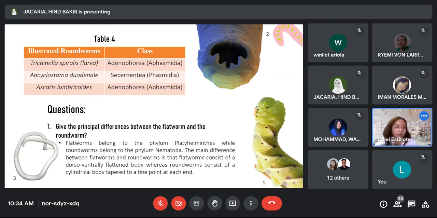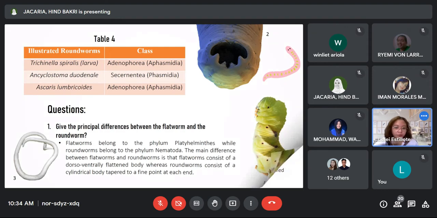For the question part, give the principal differences between the flatworm and the roundworm. Flatworms belong to the phylum Platyhelminthes, while roundworms belong to phylum Nematoda. The main difference between flatworms and roundworms is that flatworms consist of a dorso-ventrally flattened body, whereas roundworms consist of a cylindrical body tapered to a fine point at each end. Next slide.